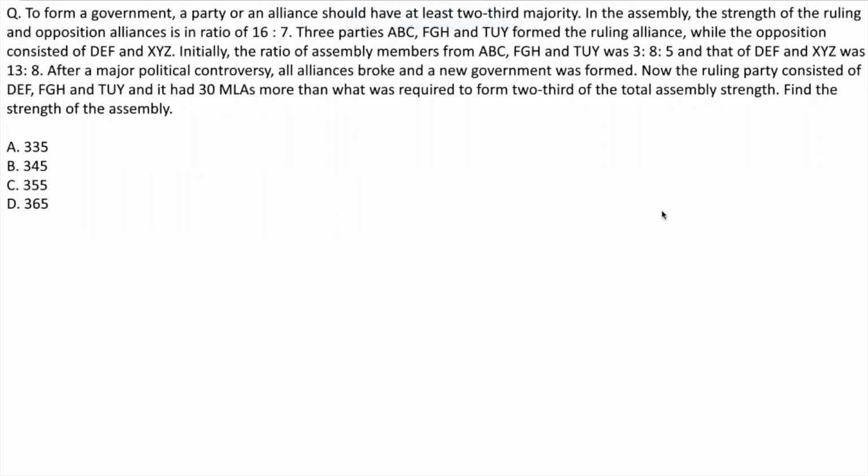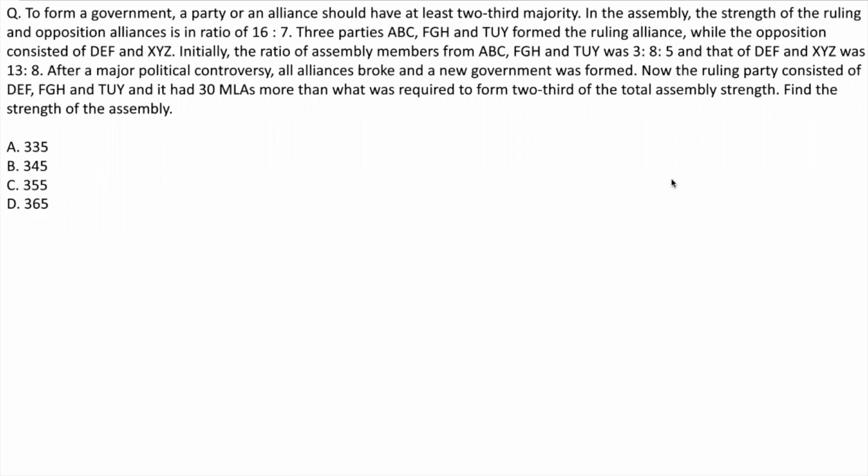Hi guys, so let's solve this next question based on ratios. It's a very good question. To form a government, a party or an alliance should have at least two-third majority. In the assembly, the strength of the ruling and opposition alliances is in the ratio 16:7.